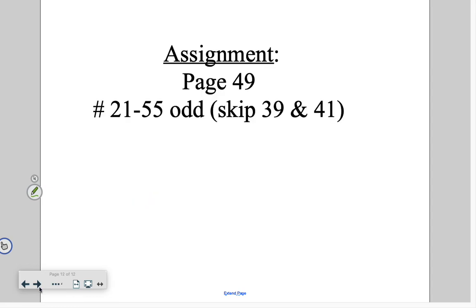Okay? Here is the assignment for today. For this section, page 49 of your book. 21 to 55 odd, but skip 39 and 41.